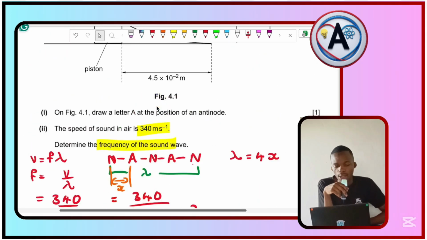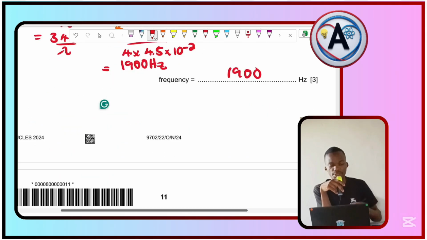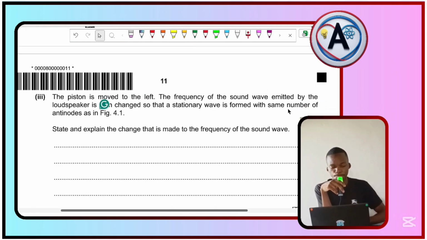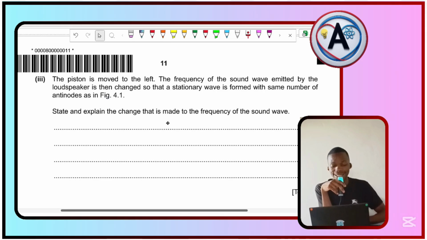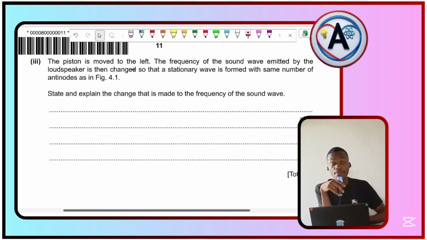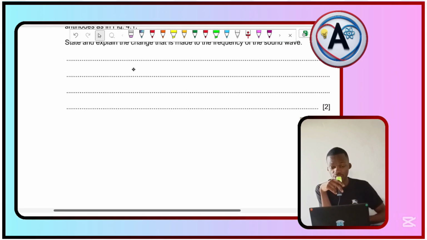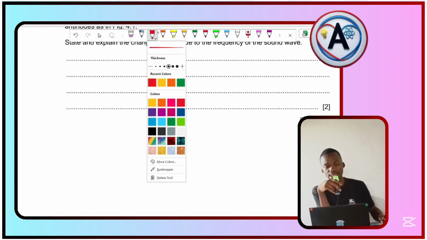Okay, cool. The piston is moved to the left. So I take my piston and I move it to the left. This is the left, right? The frequency of the sound wave emitted by the loudspeaker then changes so that a stationary wave is formed with the same number of antinodes as in that figure. State and explain the changes made to the frequency of the sound wave.